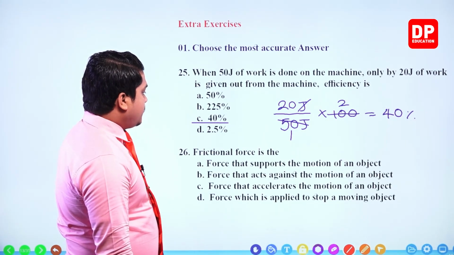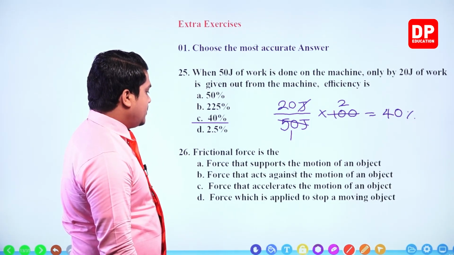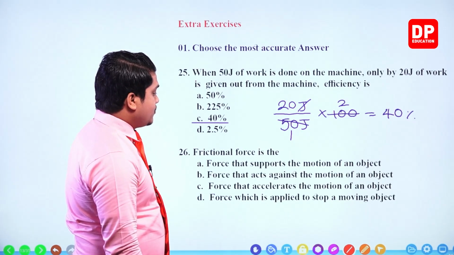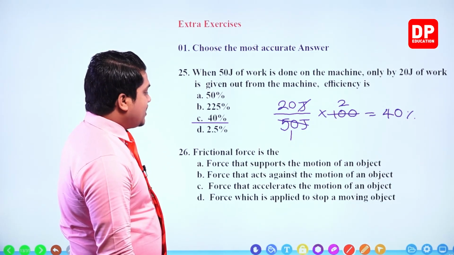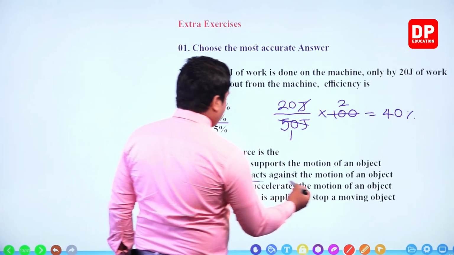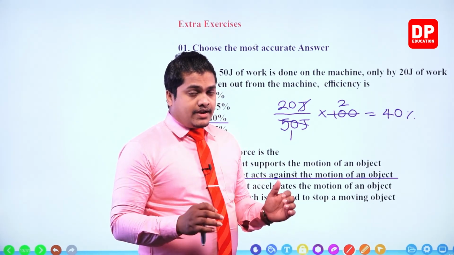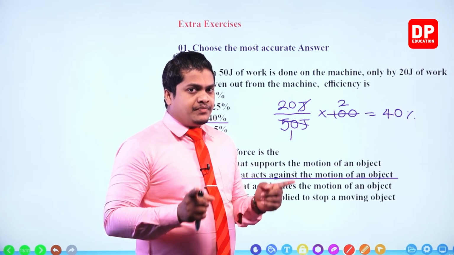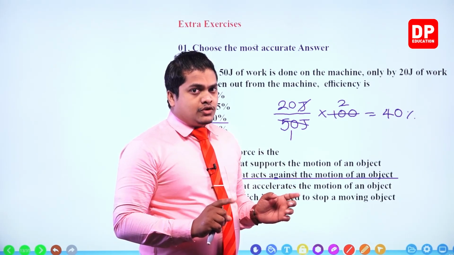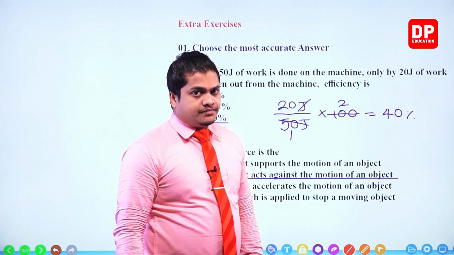Frictional force is the force that supports the motion of an object, force that acts against the motion of an object, force that accelerates the motion of an object, force which is applied to stop a moving object. So our accurate answer would be force that acts against the motion of an object, my dear children. I have explained this when we were discussing the lesson part regarding pulleys. Can you remember? When we were discussing pulleys, I explained about the frictional force. So frictional force is a force which acts against the motion of an object.